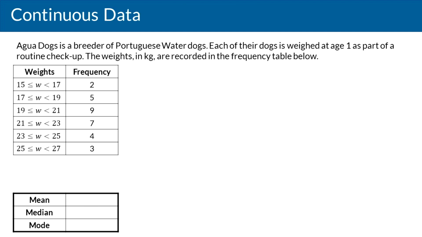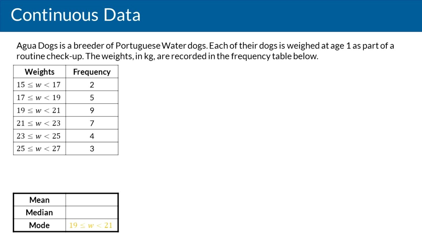Now we're going to move on to consider how we would do this with continuous data, which poses its own set of challenges because we don't actually have one data value that corresponds with the frequencies in our frequency table. Consider again some simulated data, this time from a dog breeder that breeds Portuguese water dogs. At the age of 1, we're assuming that the dogs are brought in as part of a routine checkup and they are weighed, and then the weights are recorded, and that's how we got the data in this frequency table.